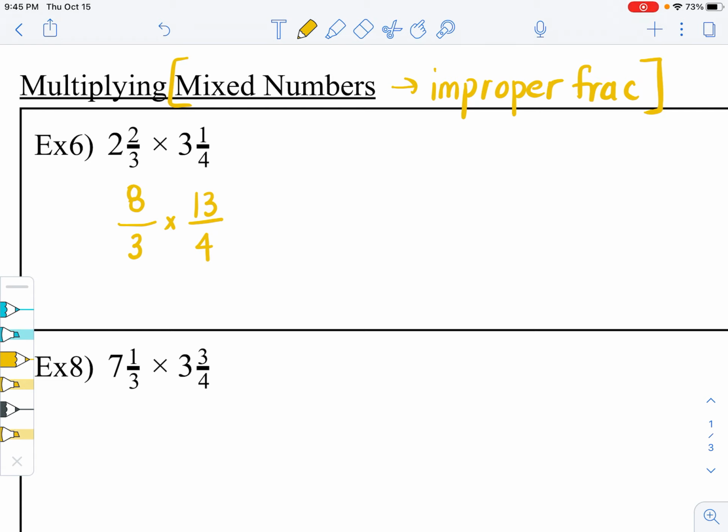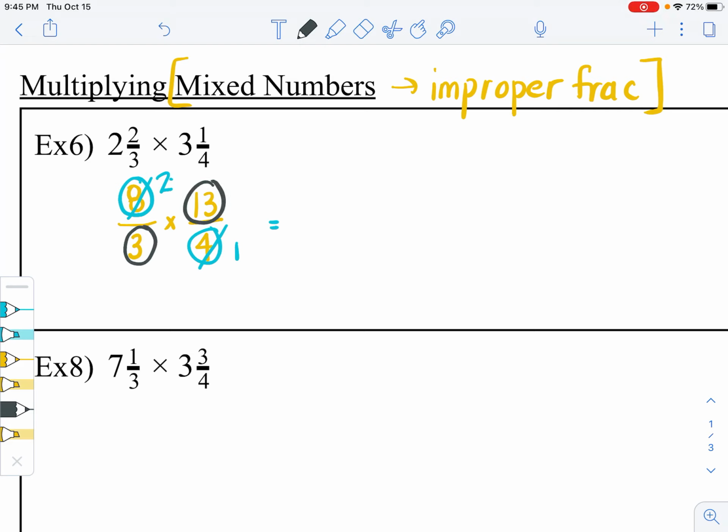Then we're going to look at the diagonals. We have 4 and 8 on this diagonal, and 4 and 8 are both divisible by 4. So 4 goes into 4 one time, and 4 goes into 8 2 times. When we look at the other diagonal, we have 3 and 13.